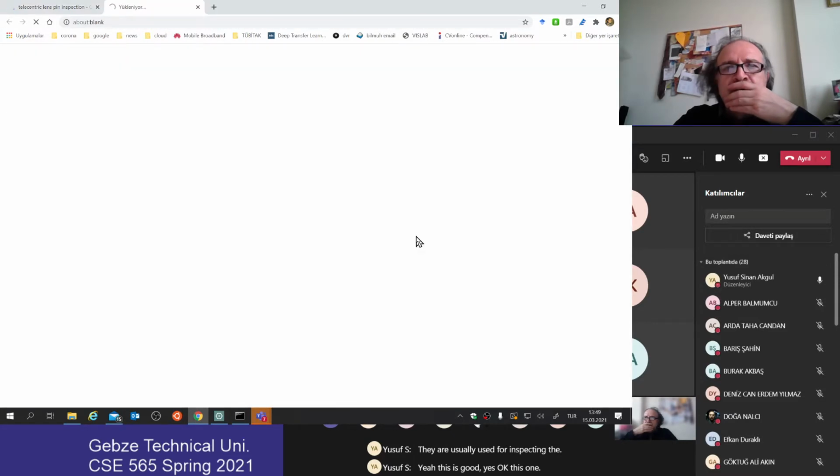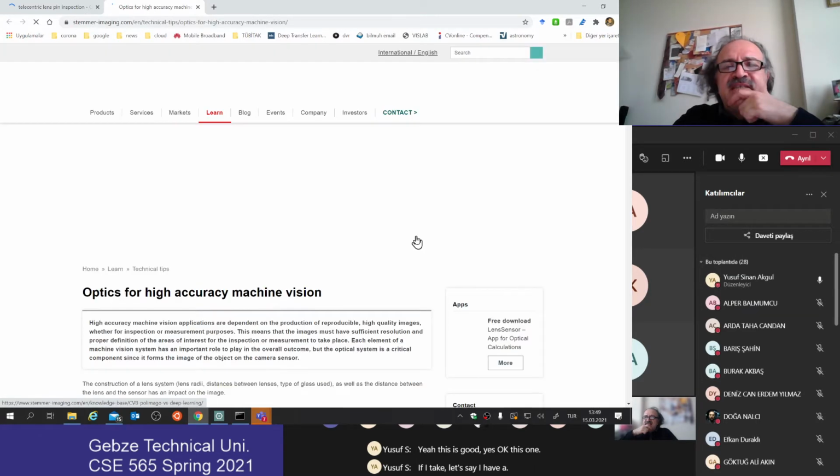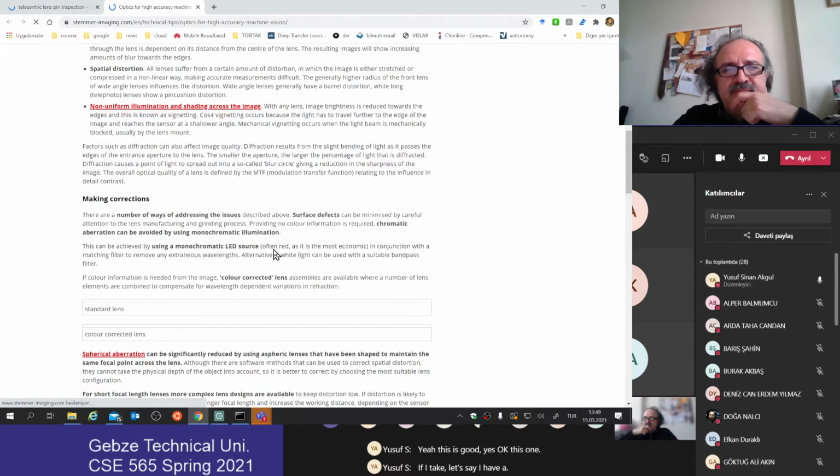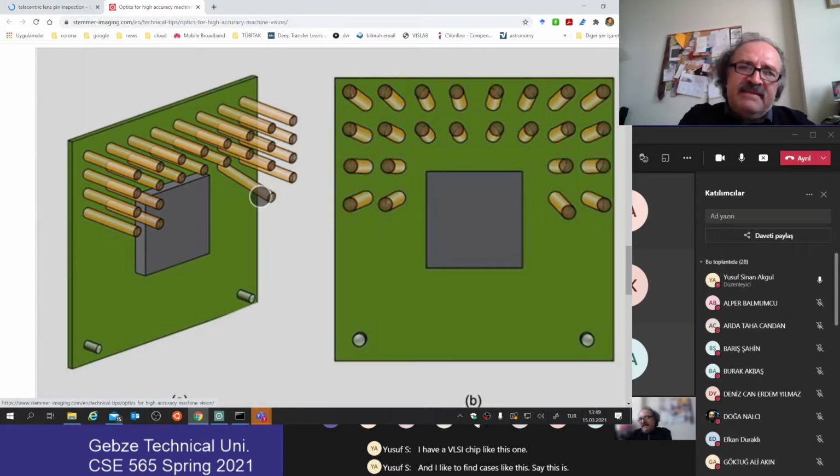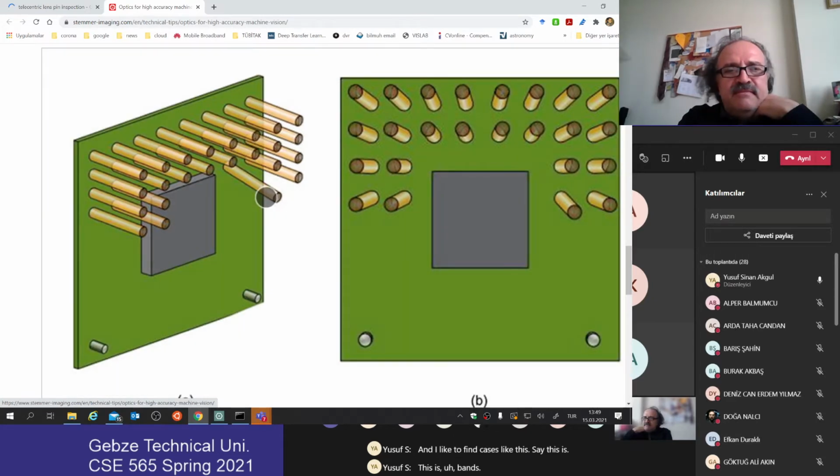Let's say I have a VLSI chip like this one, and I would like to find cases like this. See, this is bent. This is not at a right angle to the board. So if I take a picture of this chip using a perspective camera, this is what I'm going to get.